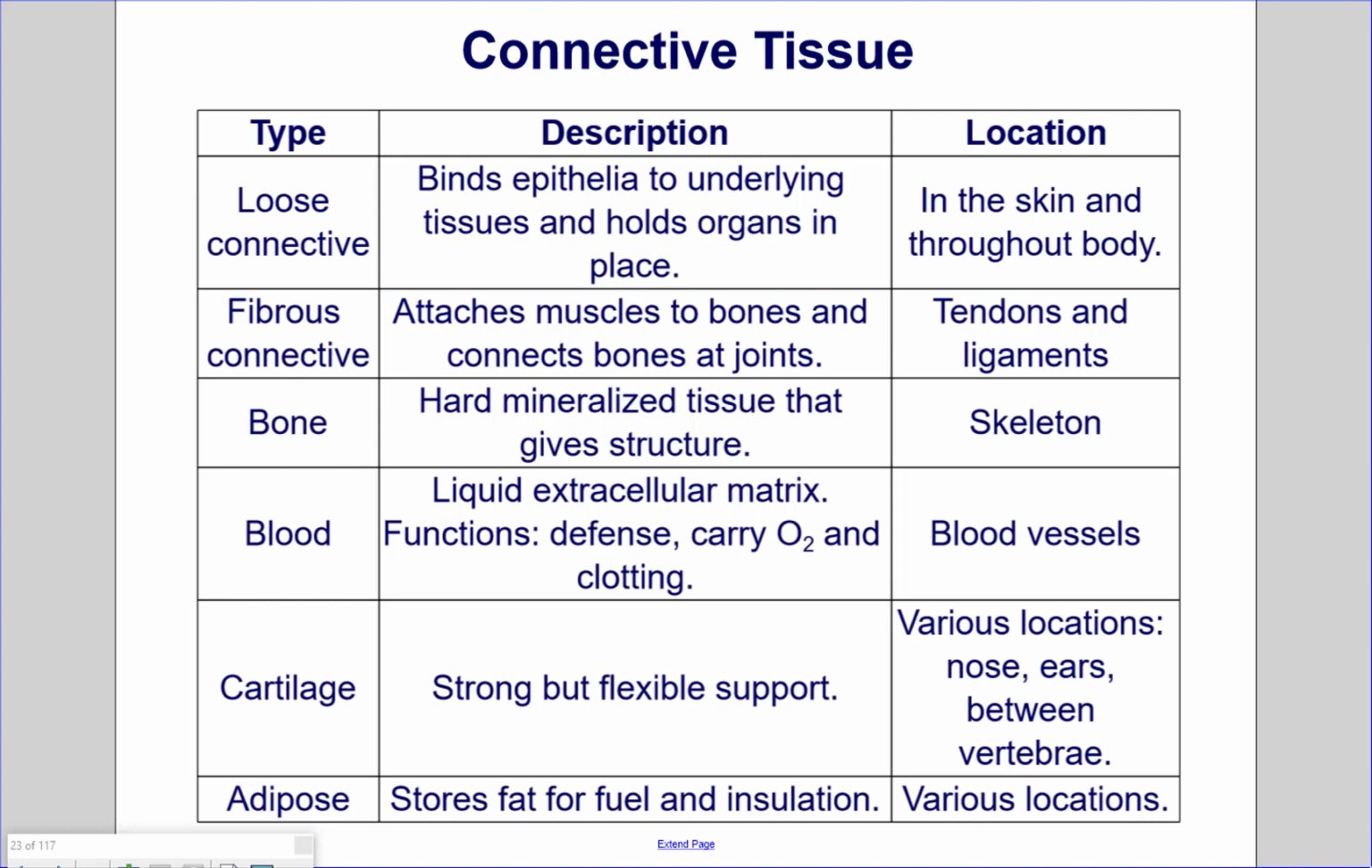Blood is the only connective tissue with a liquid extracellular matrix. Its functions include defense from the white blood cells, carrying oxygen by the red blood cells, and clotting, which is done by the platelets. Blood is found in all the blood vessels. Cartilage is strong but gives flexible support. It's in various locations in the nose, ears, and between vertebrae. Adipose tissue stores fat for fuel and insulation, and it has various locations throughout the body.